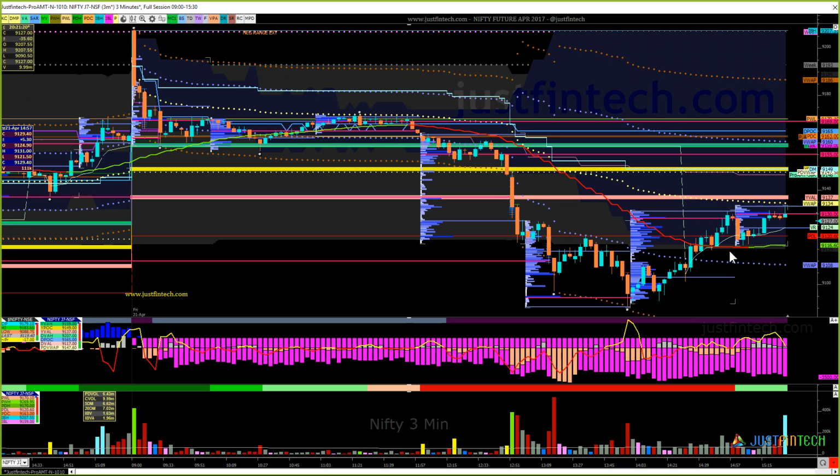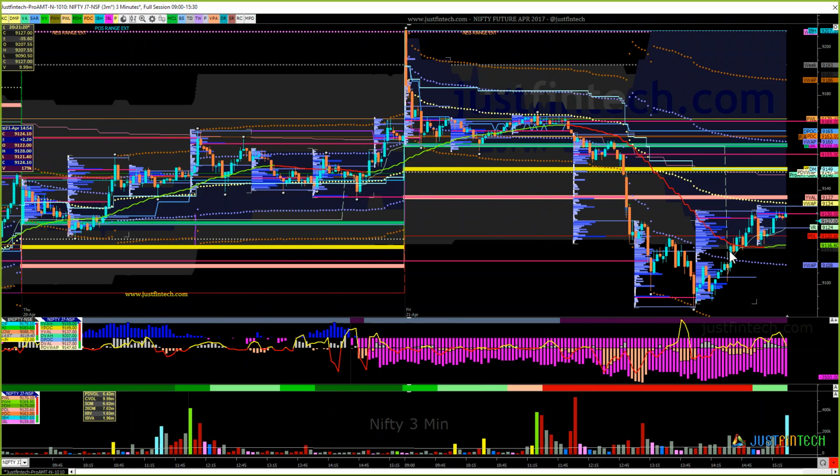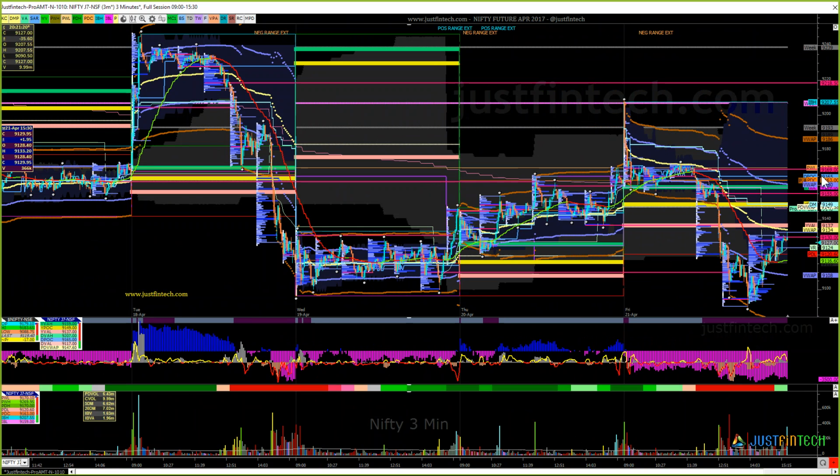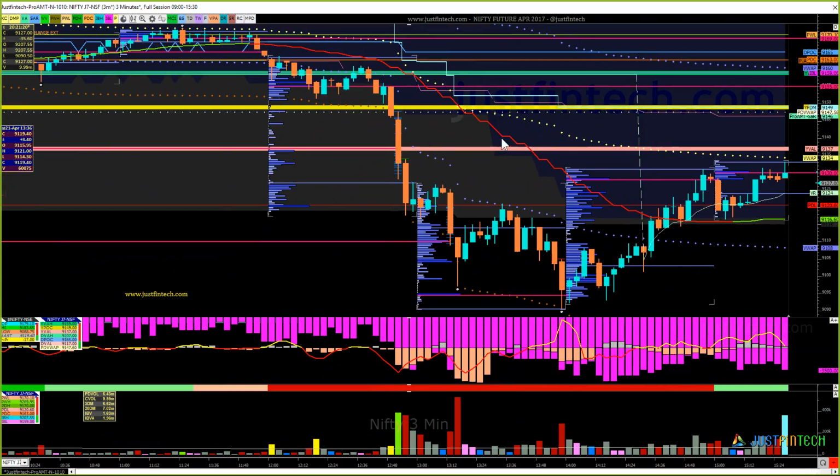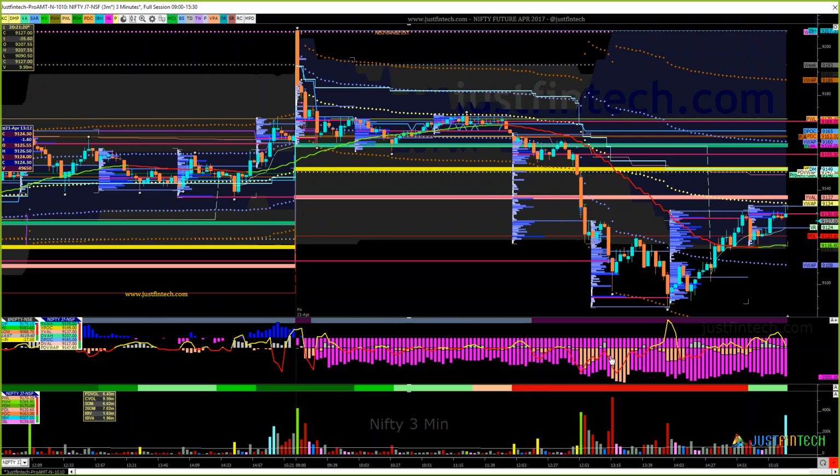Now almost we are in balance of this entire move, so any move away from this balance would most probably be a new move. The tick was extremely negative throughout, so the underlying was being sold.